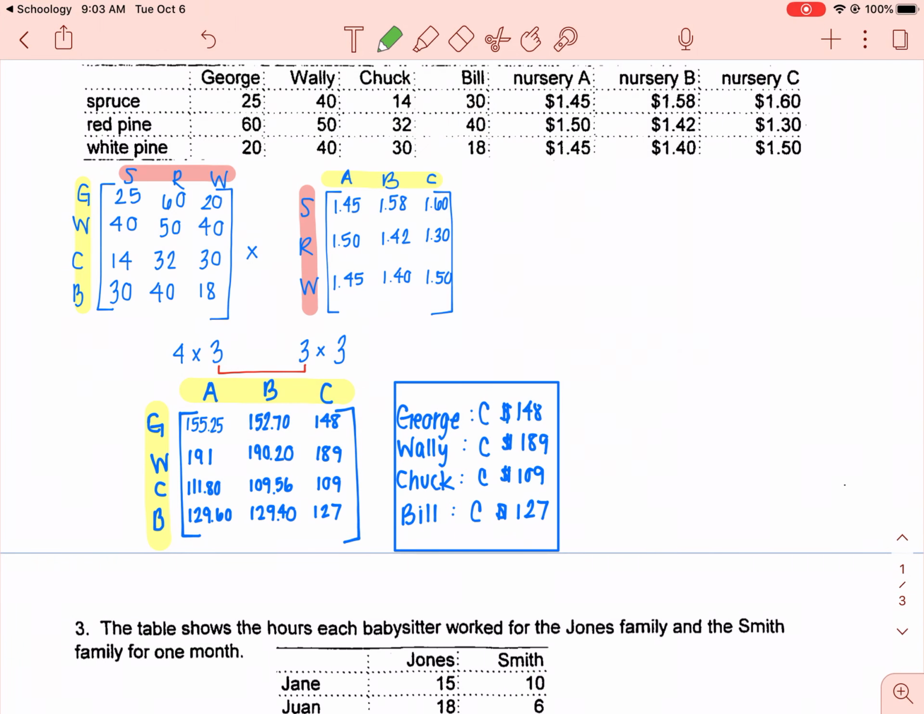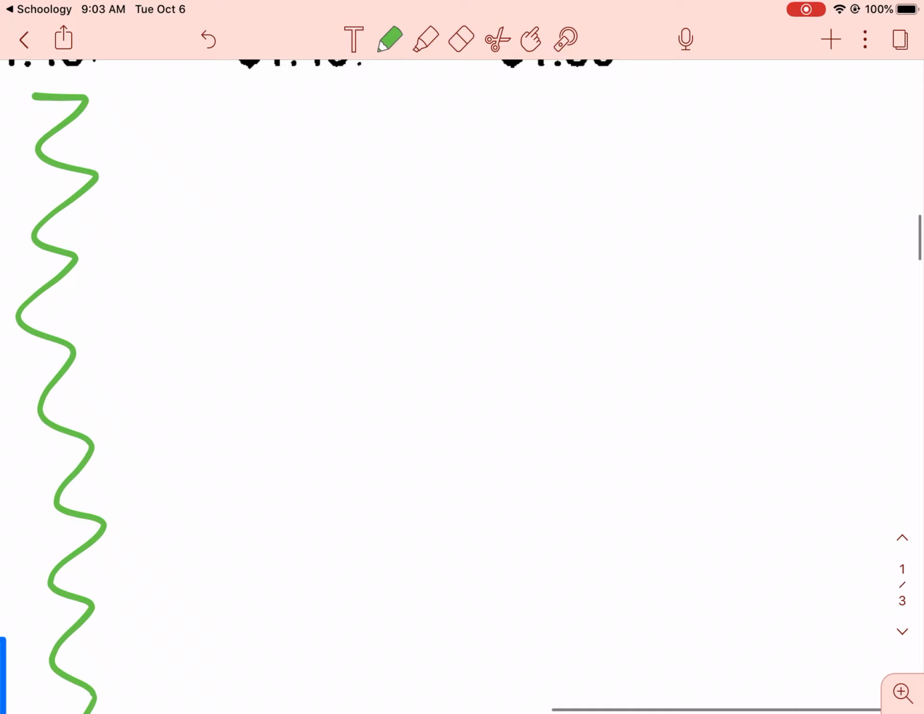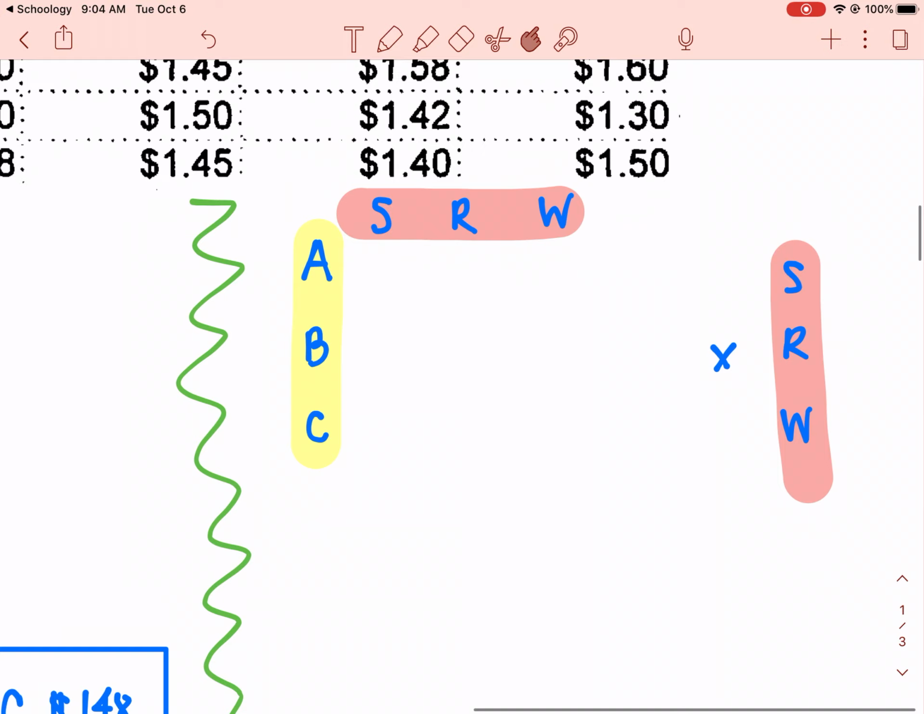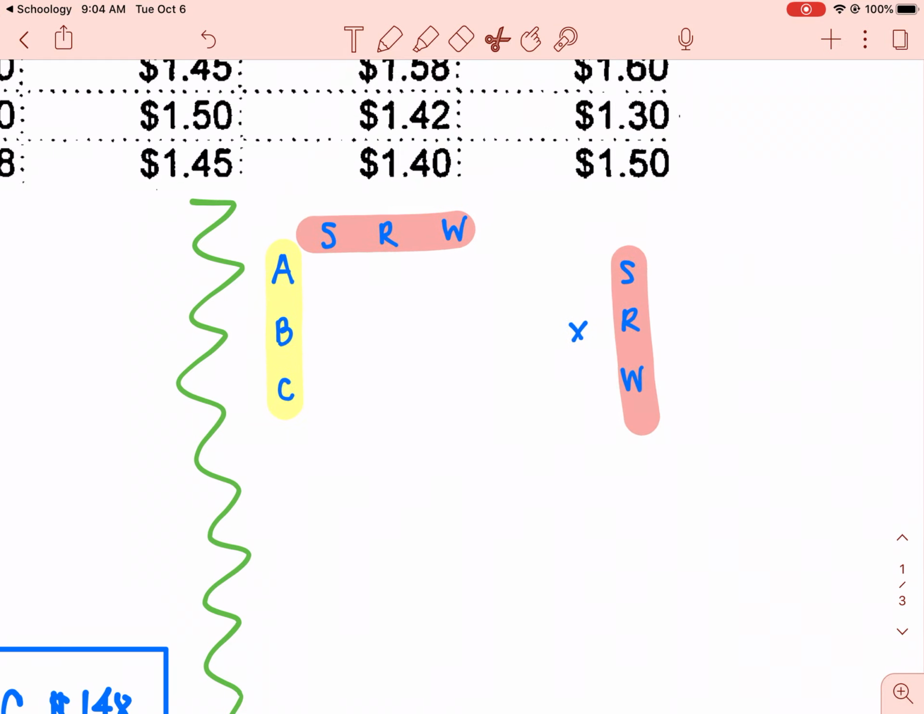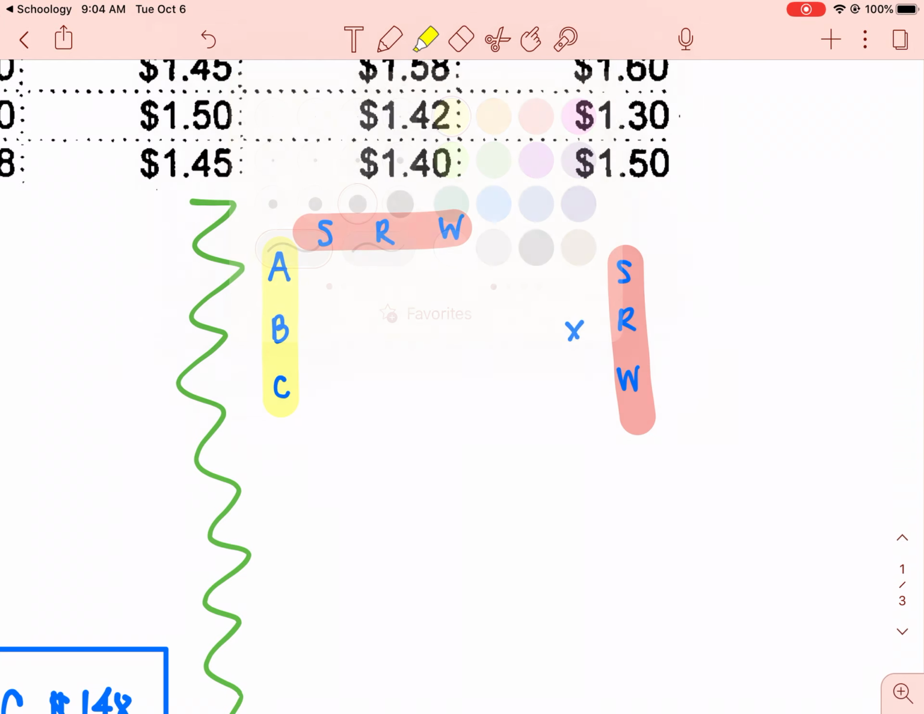Now I'm not going to go in detail, but I am going to show one other way to set this up. Whatever speaks to you is fine by me. This time I'm going to start with nursery A, B, C on the left side. So this would be my yellow in my final answer. My red that needs to match the red here, the nice multiplication, has to be what they have in common. Well, I can compare nursery ABC with spruce, red pine, white pine. That means these need to match. And in the end, I want ABC, nursery ABC, compared to each person.